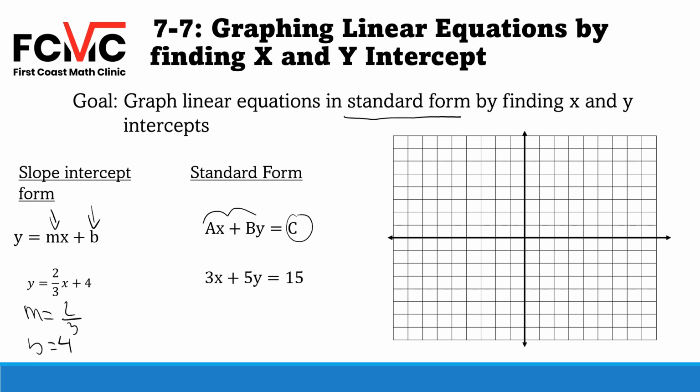Our standard form will look something like this: 3x plus 5y equals 15. So again, our x and y are on the same side, and when we see an equation in standard form, we really want to find the x and y intercepts to graph. Slope-intercept form, we're using the slope and the y-intercept, m and b, to graph. When it's in standard form, with the x and y values on the same side, we're going to find our x and y intercepts, and I'm going to show you how to do that in a second.